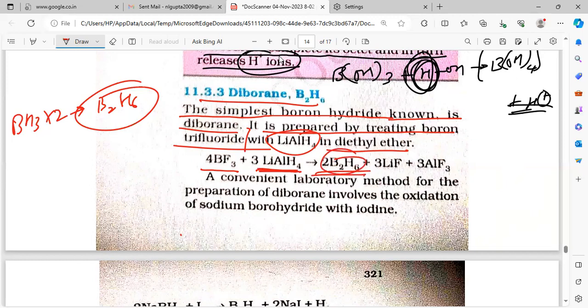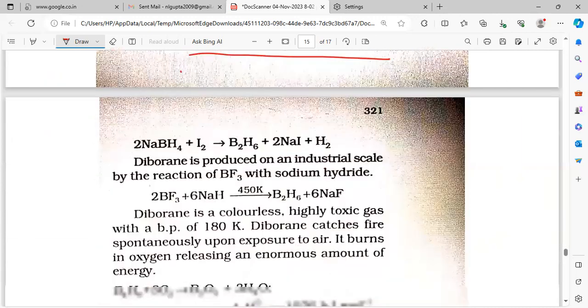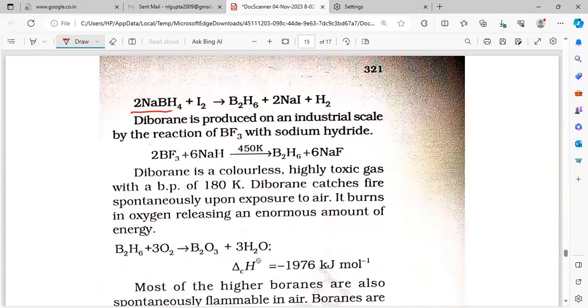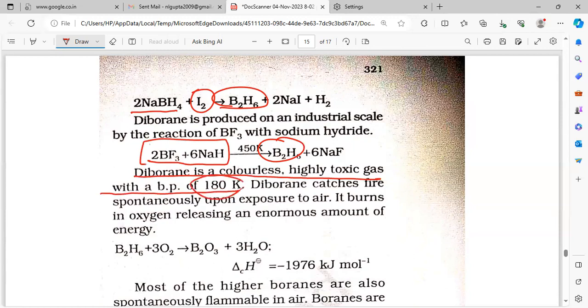Okay, diborane. A convenient laboratory method for the preparation of diborane involves the oxidation of sodium borohydride with iodine. Here NaBH4, sodium borohydride, is treated with I2 and it gives B2H6. And again, BF3 you can treat with NaH, it can give B2H6. Diborane is a colorless, highly toxic gas with a boiling point of 180 Kelvin, very low.